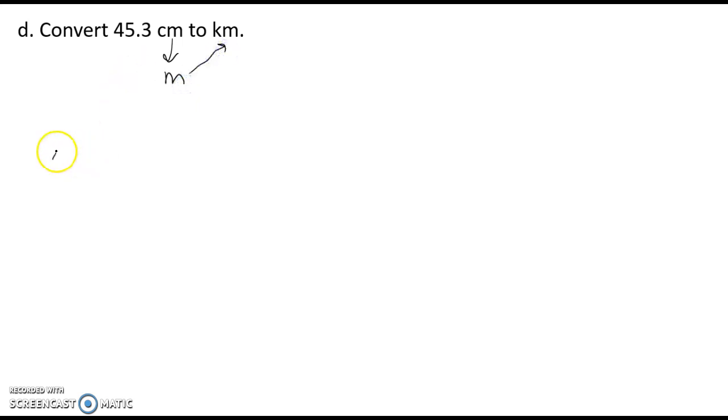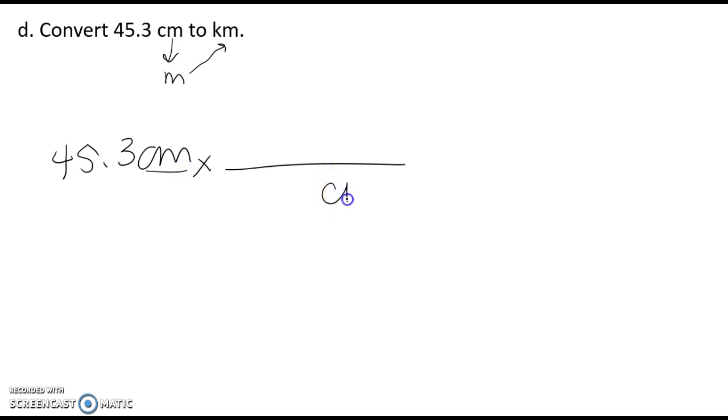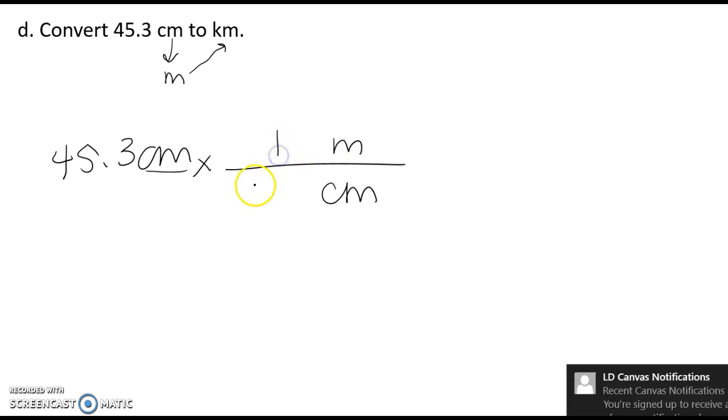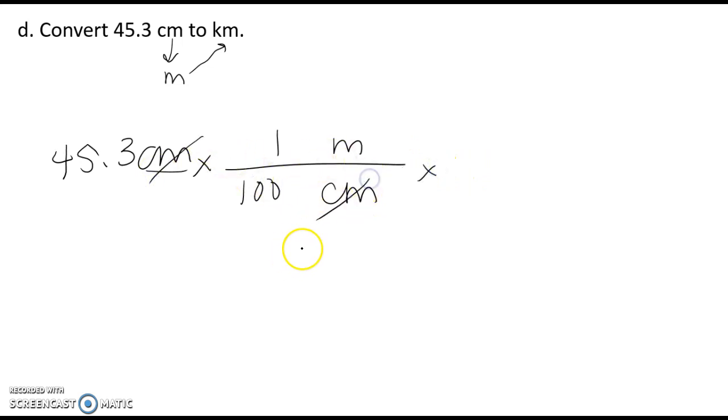But you always start with the number you're given, so we're going to write out the 45.3 centimeters. Use this unit to help you drive what you write on the bottom. So you put centimeters there. We can get from centimeters to meters really easily. That conversion is 1 meter is equal to 100 centimeters. That means centimeters can cancel. And then from there we have 1 meter on the top, so we write meter on the bottom.